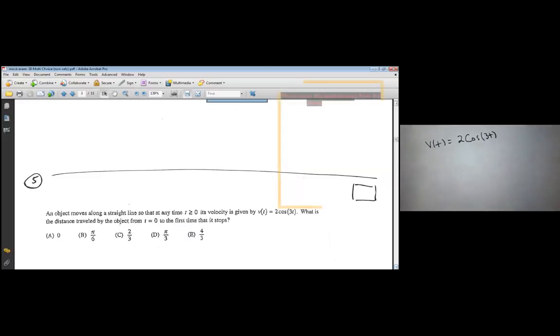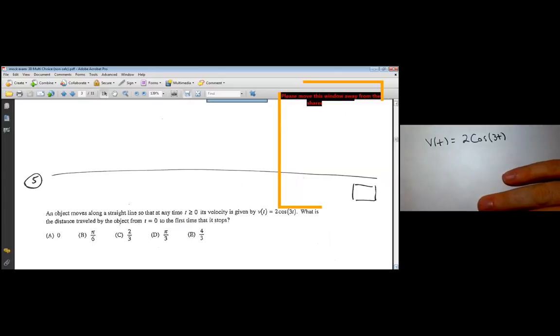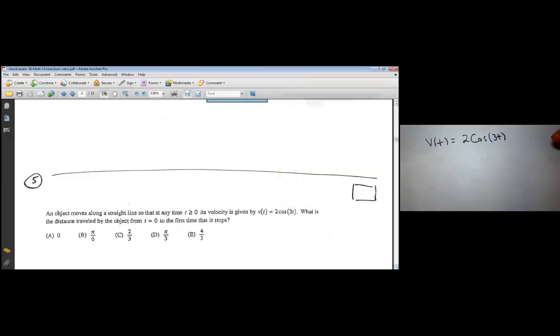Well, what's the first thing I need to do? I need to figure out what's the first time it stops. How do I figure out when something stops? Finding the zeros? Of what? Of time. You almost got it. Find the zeros of what? What am I setting equal to 0? The velocity function, right? So remember when something changes directions, velocity is 0, or a particle is at rest when velocity is at 0. So the first time this thing stops is going to be when the velocity is 0.